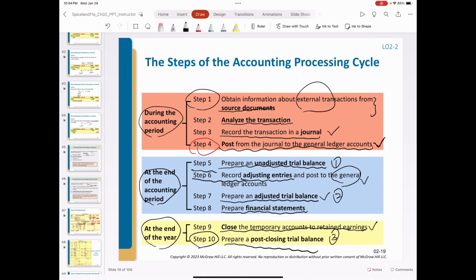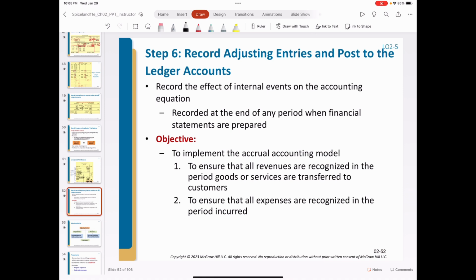When we prepare the trial balance, usually that's the last day of the accounting cycle. The first 5 steps cover all the external transactions that occurred during the accounting period. From step 6 to step 10, these are all on the last day of the accounting cycle. What's an adjusting entry?